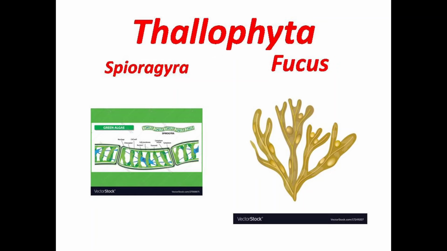In Thallophyta, the plant body is undifferentiated. Most of the algae are thallophytes, which means they are pouch-like structures. They are the most primitive, meaning the oldest, and they are found in water, and the plant body is not differentiated into leaves, roots, stem, etc. They may be unicellular or multicellular, and the best examples are Spirogyra and Fucus.